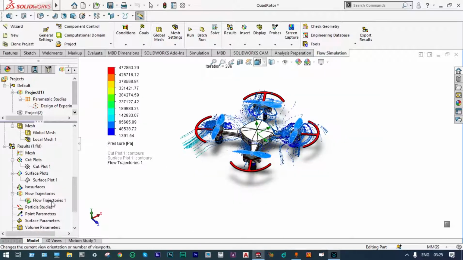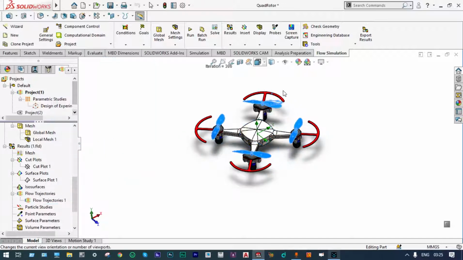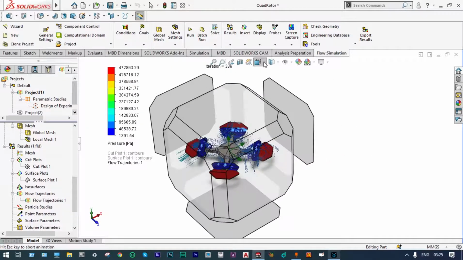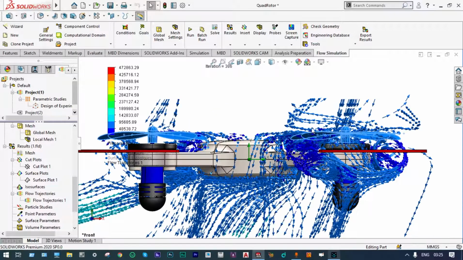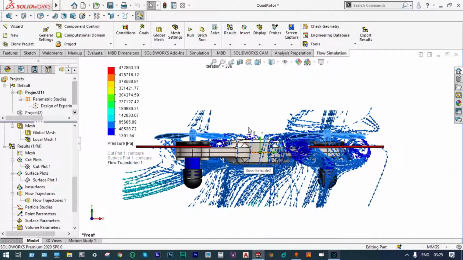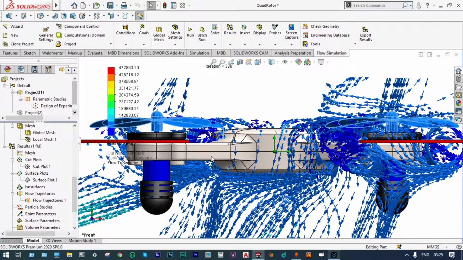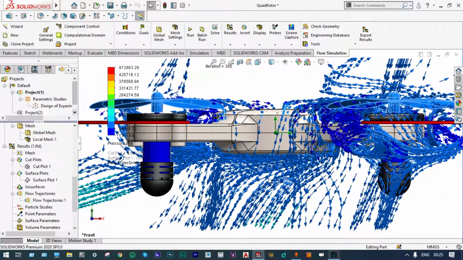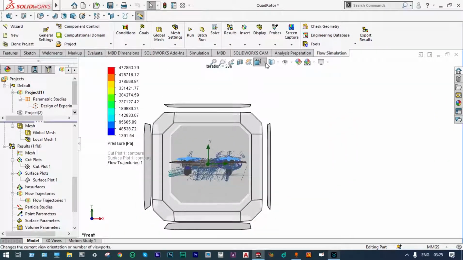Flow trajectories. Let us stop this one, and you want to view these things in the form of animation from front side, right? In this way it will be better to understand the dynamics of flow particles. You can see how it is forcing the air particles from top to bottom and generating upthrust. You can see this from the side view also.